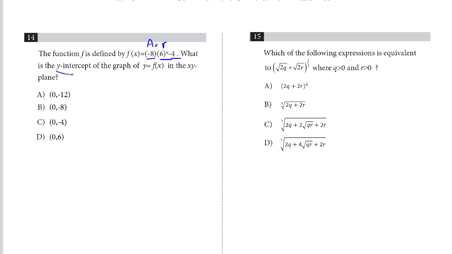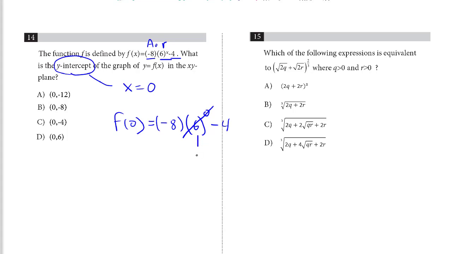A y-intercept always occurs, and I don't care what kind of function it is, exponential or not, at x equals 0. So we want to find f of 0, and that equals minus 8 times 6 to the 0 power, minus 4. Well, anything to the 0 power is 1, other than 0 to the 0, which is undefined.